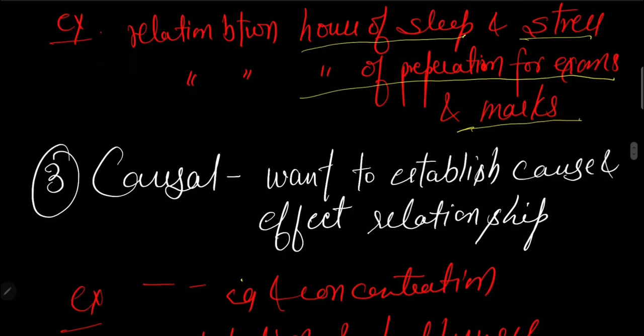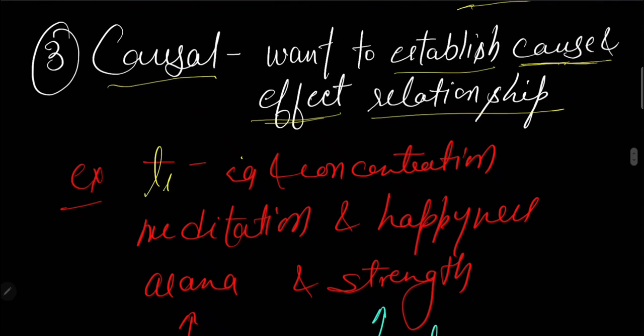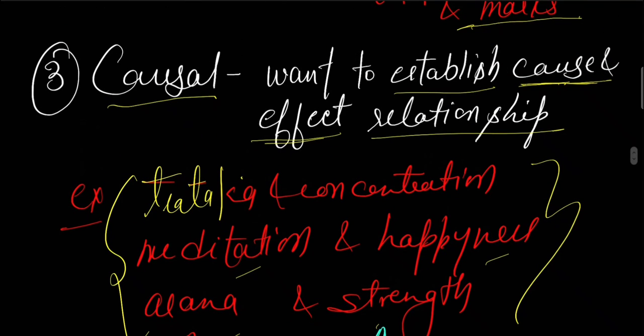Third one is causal. Here we want to establish the cause, the cause and its effect relationship. For example, Trataka: how Trataka affects the concentration, meditation, happiness, asana, strength. So these are the causes, and these three are the effect. So we need to know about the relationship between them. That's called the causal, cause and effect.